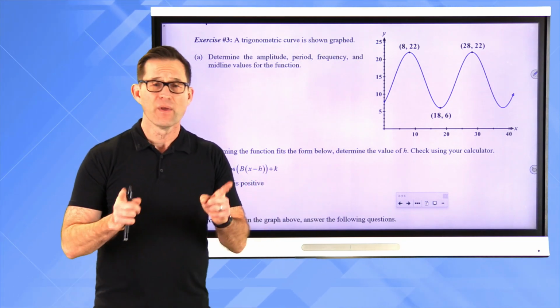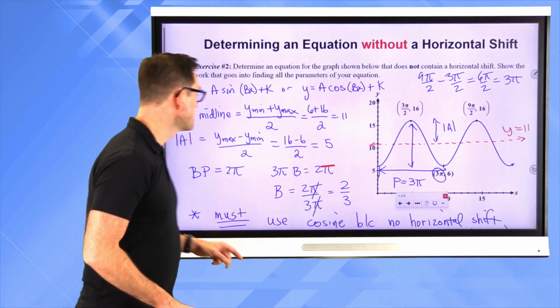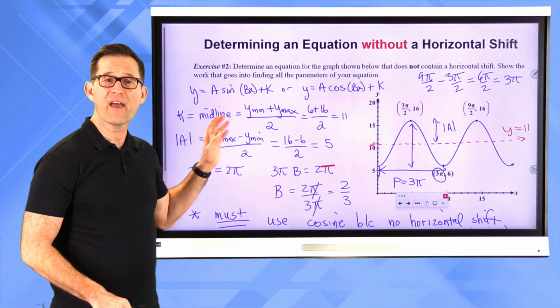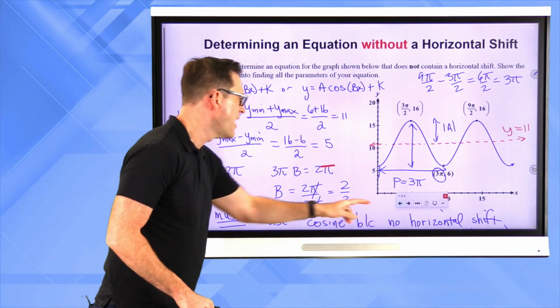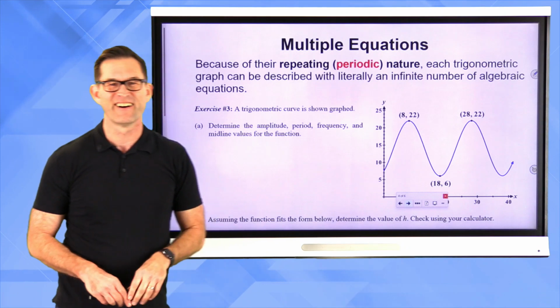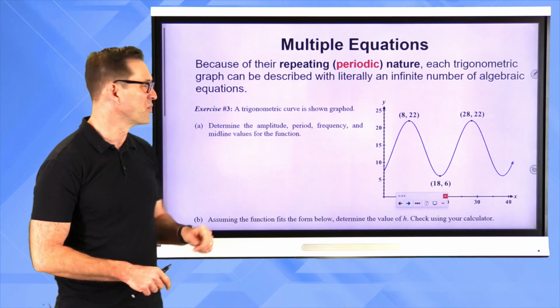Pause the video now and do exactly what we did in this particular problem. I want you to come up with the K, the absolute value of A, what the period is, then what the frequency is, and then we'll get into the hard stuff. All right? Pause the video now and see what you can do.